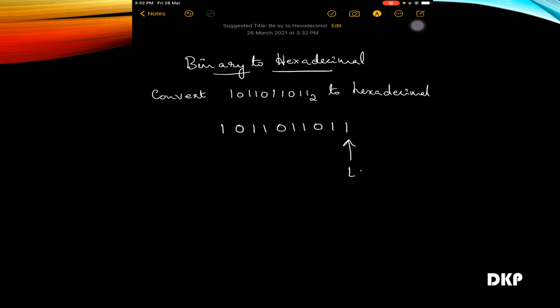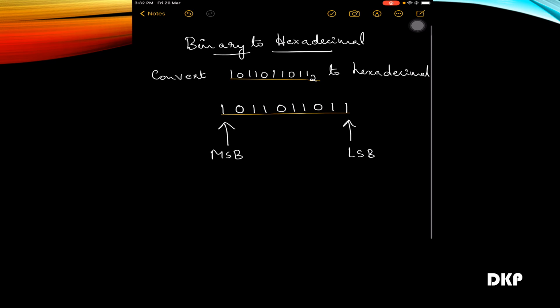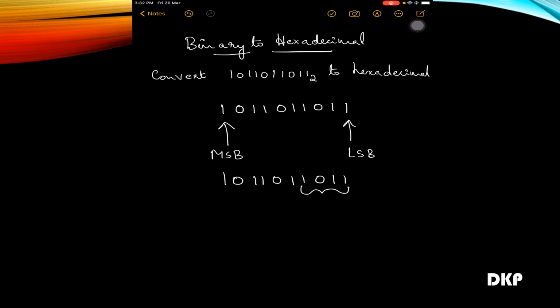So this is your LSB, least significant bit, and this is your MSB. So while grouping, when the binary point is not given, you have to start the grouping from the right side, that is from LSB. So when you make a group of 4 from the LSB side, I'll make a group of 4 bits. This is the next group. And you can notice in the last group, there are only 2 bits. So what we will do, we will add 00 to it and make it a group of 4, 0010. And this group is 1101 and the bits in this group are 1011.